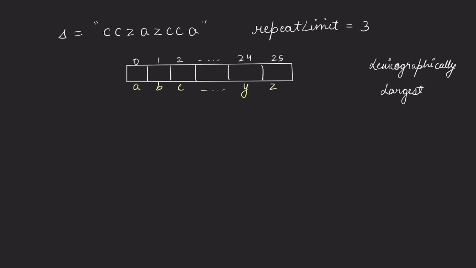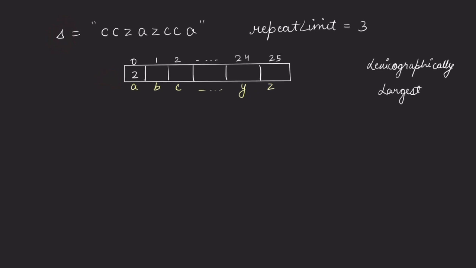right? So what we can do is that we can update the frequency of all the characters from string S inside this array. So the count of A is 2, B is 0, C is 4, Y is 0, and Z is 2, right? Then what we can do is for building our string, we know that we want to create the lexicographically largest string.